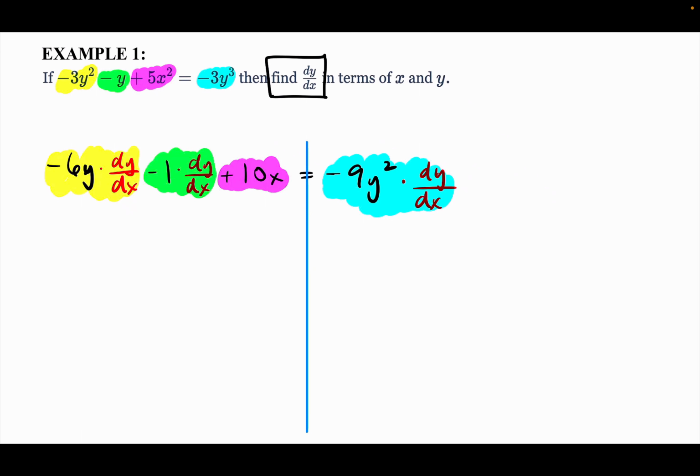So the only thing that doesn't have a dy dx is positive 10x. So I'm going to subtract that from both sides. And then this guy, I'm going to add to both sides.